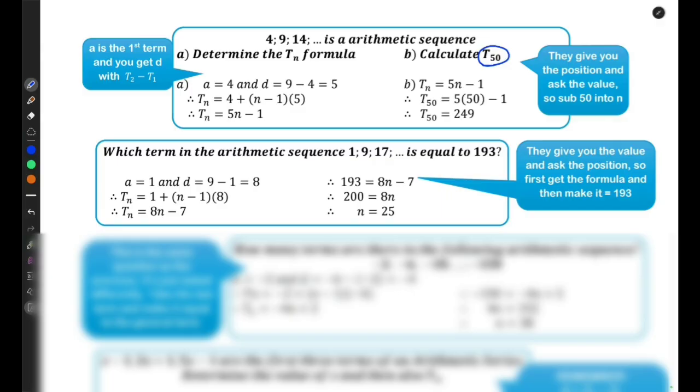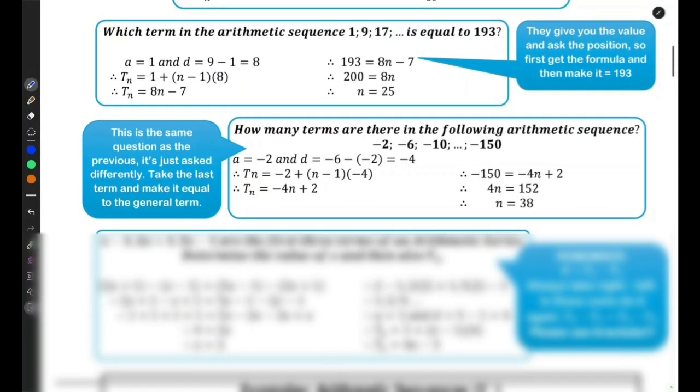So guys, these are the places where you need to sort of fill the gaps. They ask you something specific, but you need to do other steps before you can answer their question. And that's where practice comes in. So please make sure you practice sequence and series, that you understand the question. So in this one, basically, first get the formula, then don't sub in, make it equal to the value they give you so that you can work out what is n. Okay, they give me the value, they're asking me for the position.